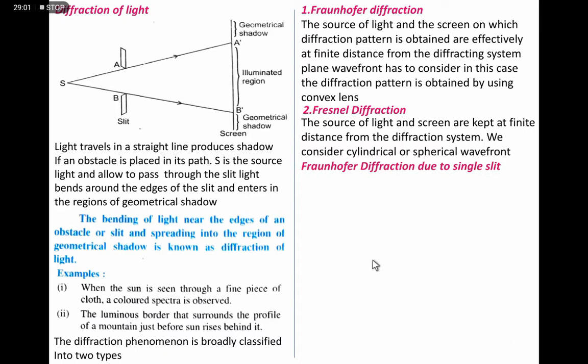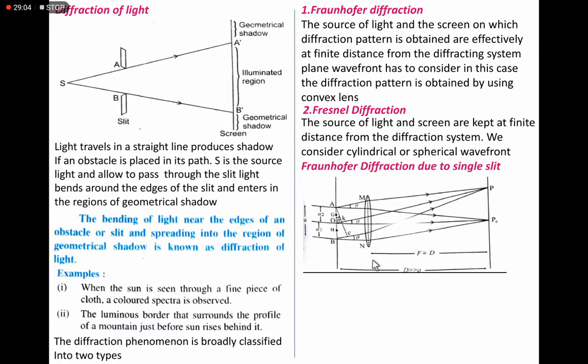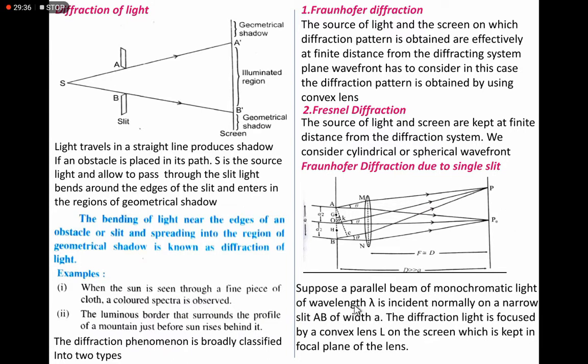Then Fraunhofer's diffraction due to a single slit. In the diagram, monochromatic light waves are allowed to pass through the slit. The slit is AB, the center of the slit is C, and light passes through the slit. It is allowed to pass through the converging lens, and the diffraction pattern is produced. So this is the very simple explanation I just gave.